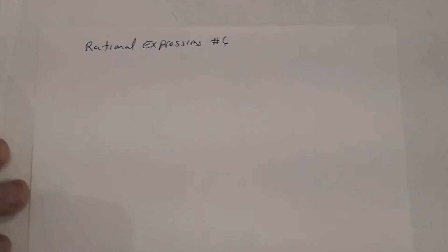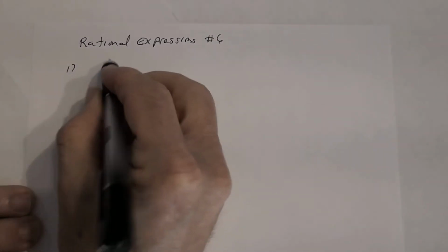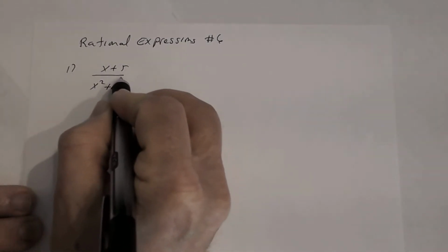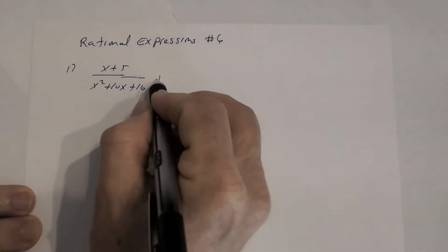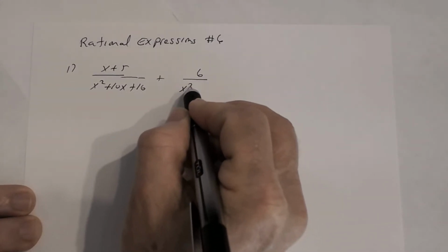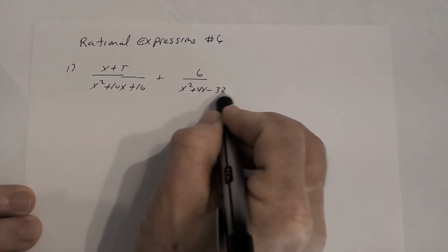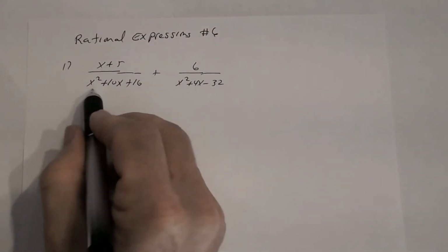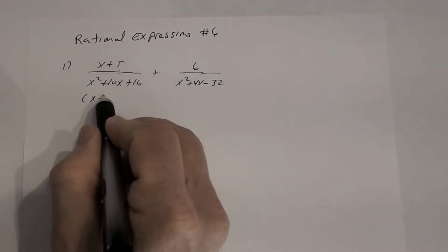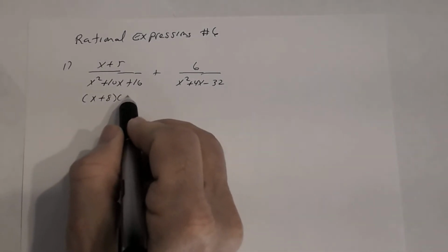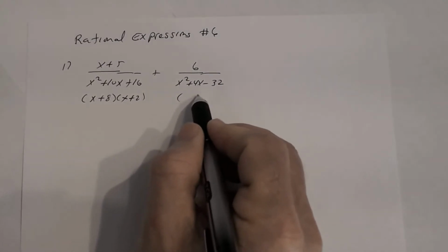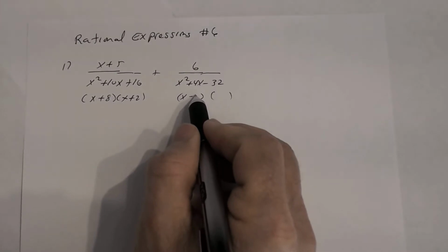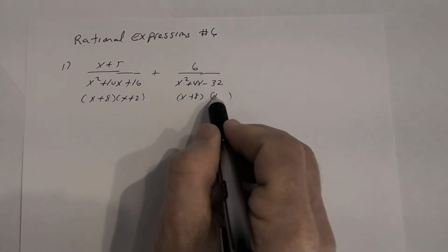So let's do number 1. So number 1, we have x plus 5 divided by x squared plus 10x plus 16, and you're adding 6 divided by x squared plus 4x minus 32. Okay? So first thing we're going to do is factor. So let's factor the denominators. So I get x plus 8, x plus 2. Over here, that's going to be x minus 4, x plus 8.